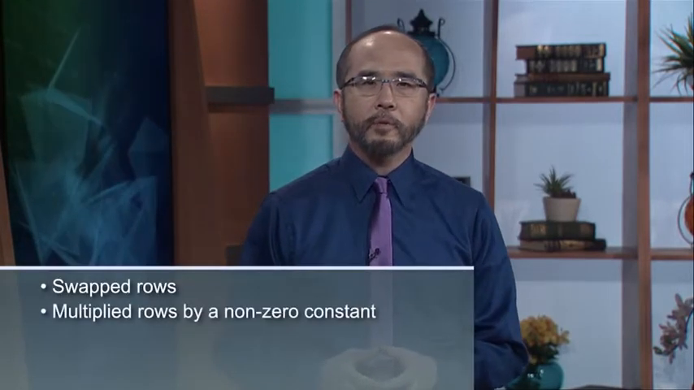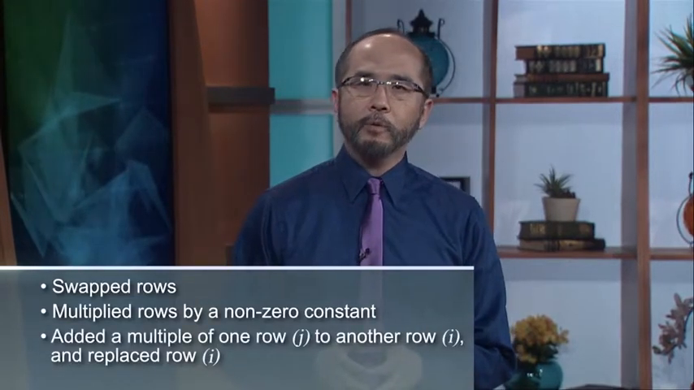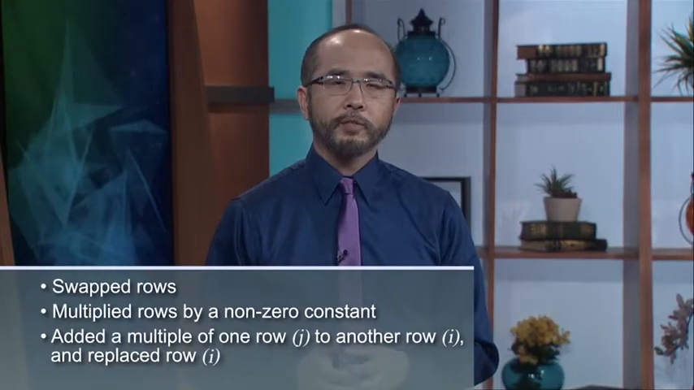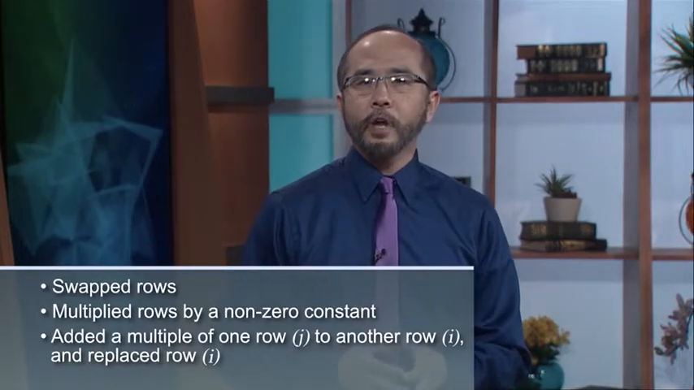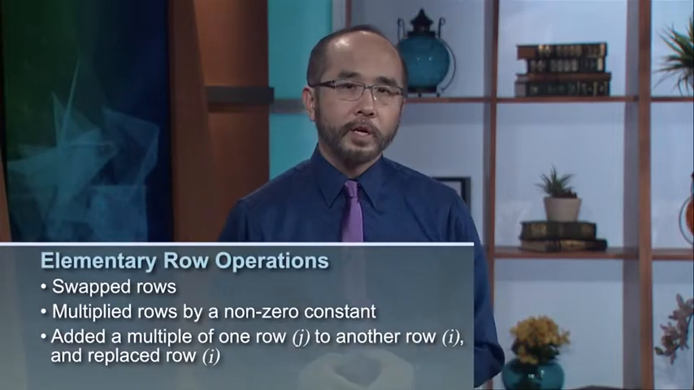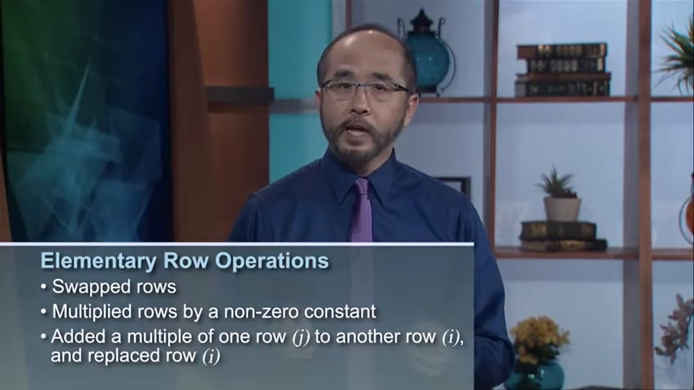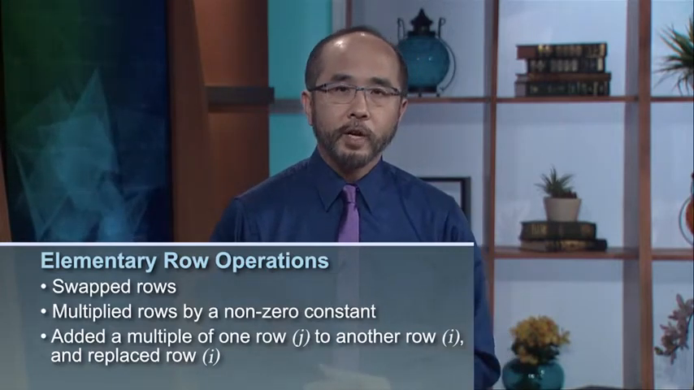Let's summarize what operations we used. We basically used 3 operations on the rows of the augmented matrix. We swapped rows, we multiplied rows by a non-zero constant, and we added a multiple of one row, j, to another row, i, and replaced row i. These operations are called elementary row operations, and they do not change the solution to a system of linear equations. The process of getting from a configuration to an ideal configuration is called row reduction, or Gaussian elimination.